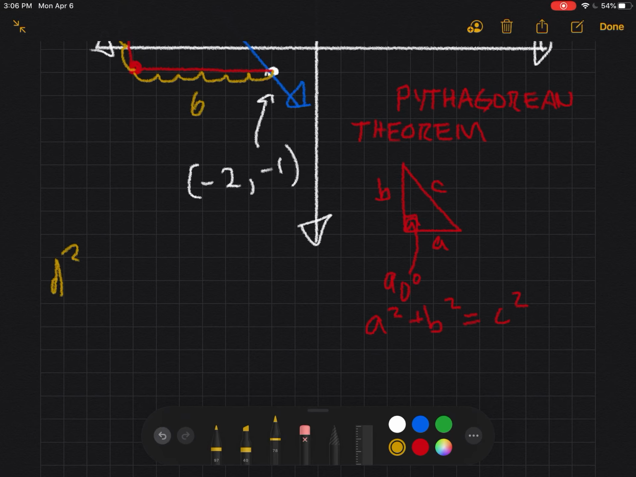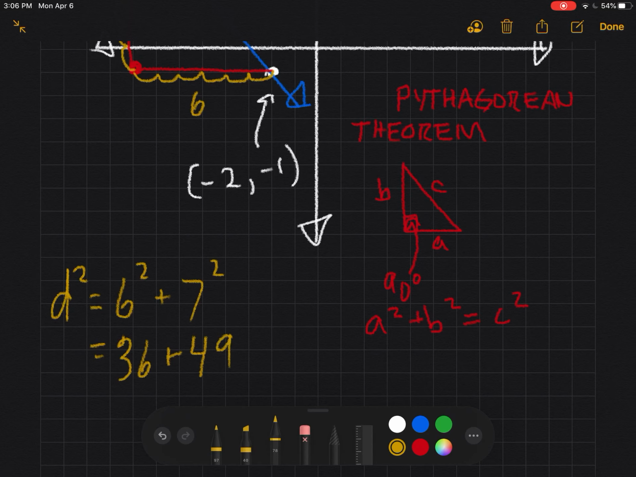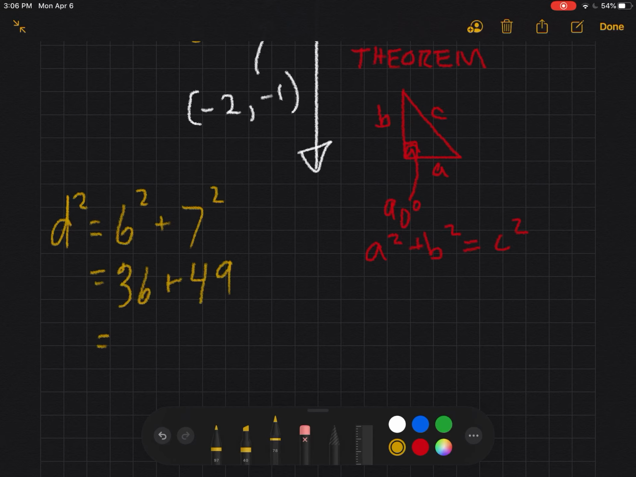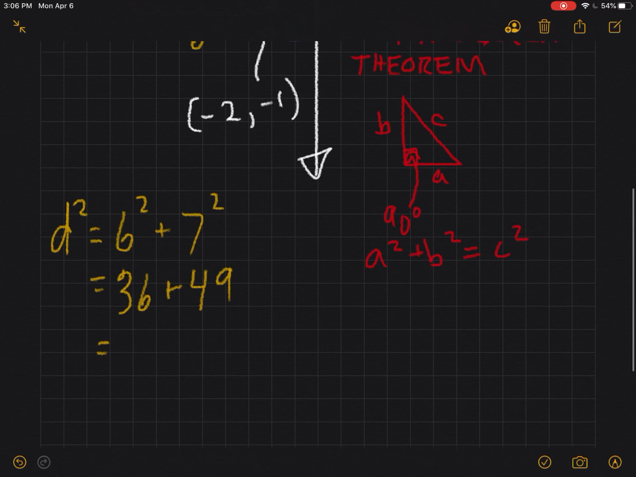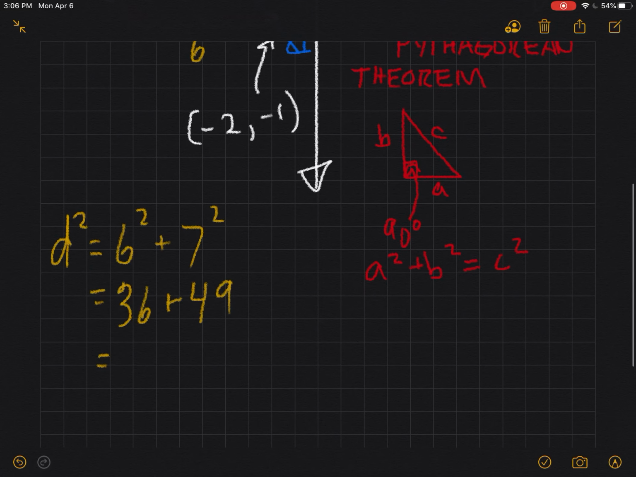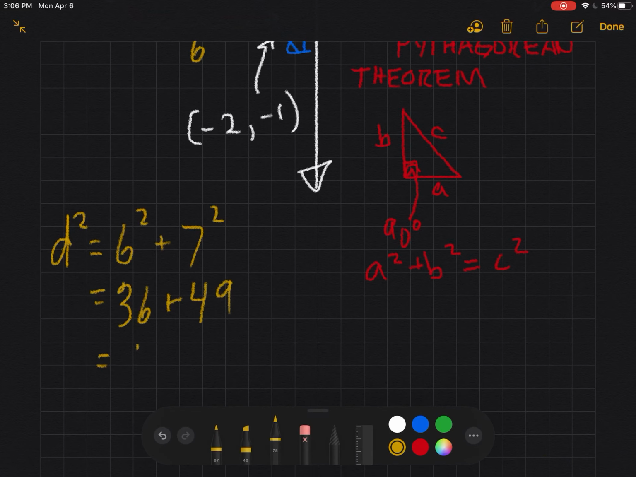So the Pythagorean theorem says that the distance we're looking for, if I square it, let me make that a little neater for you guys, distance squared should be equal to 6 squared plus 7 squared, which is 36 plus 49, which is 85.